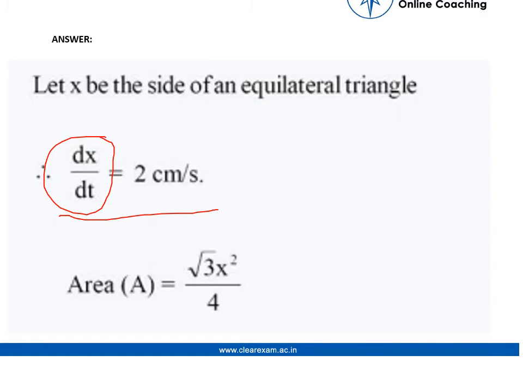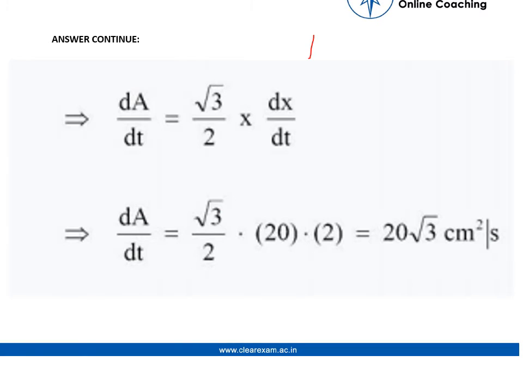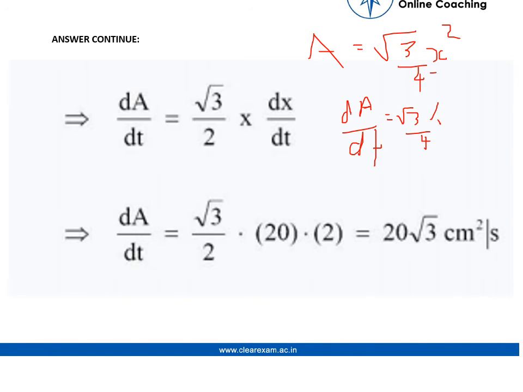So the formula for area of an equilateral triangle is root 3 upon 4 into side square, which is x square. So this is the formula for area, and when we differentiate it with respect to time to find out the rate, so dA by dt, it ultimately becomes root 3 upon 4 into differentiation of x square here is 2x, and when we further differentiate this x, it becomes dx by dt.